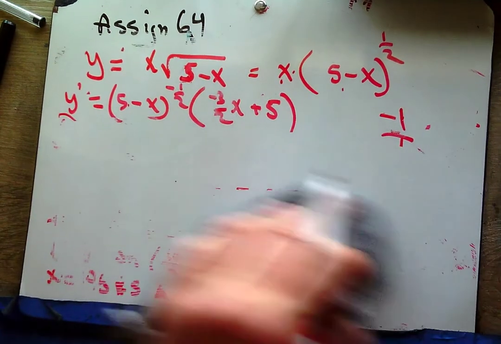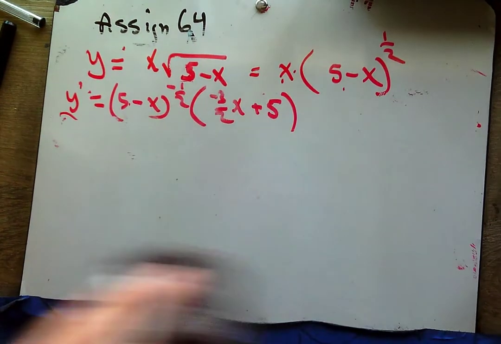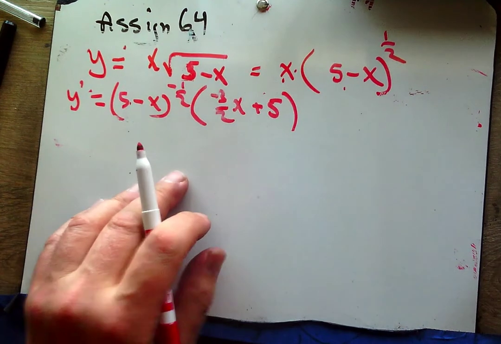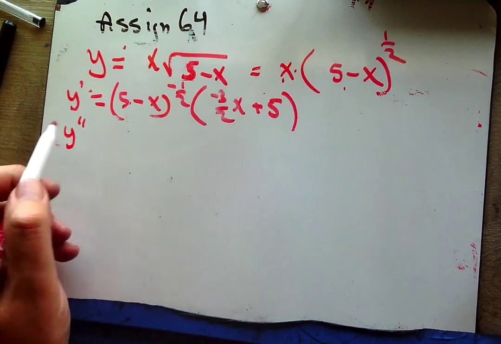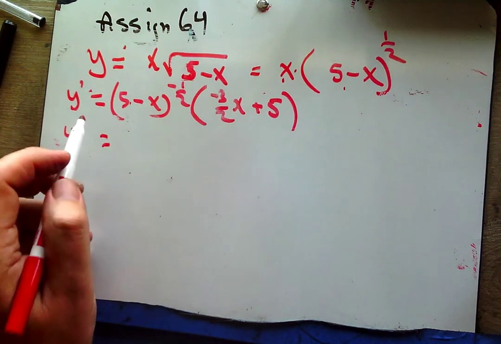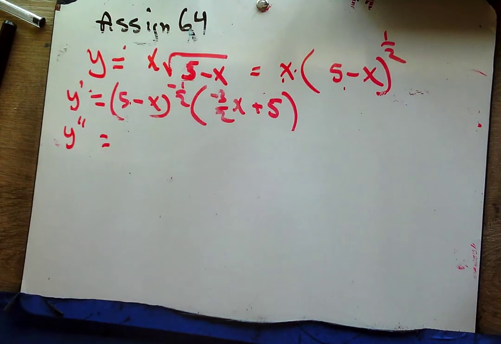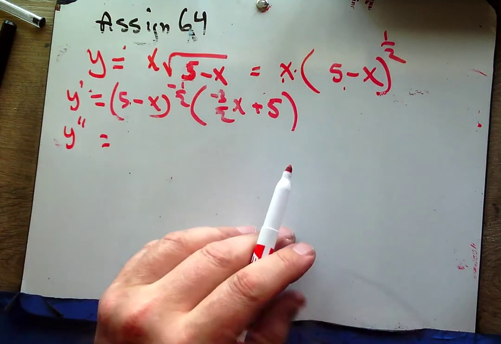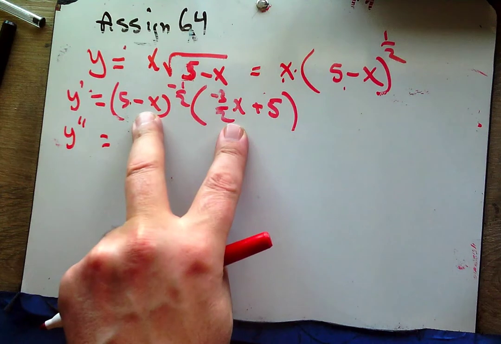Now, we've talked about increasing, decreasing. We've talked about maxes and mins. We were careful with our algebra, but now we need to do f double prime. And what do we know about f double prime? Well, this is going to give me concavity. This is going to give me inflection points. So I really want to find f double prime, which means I've got to take the derivative of this.